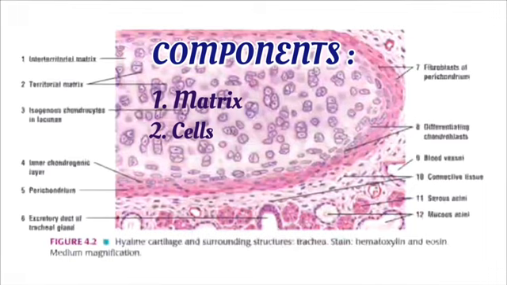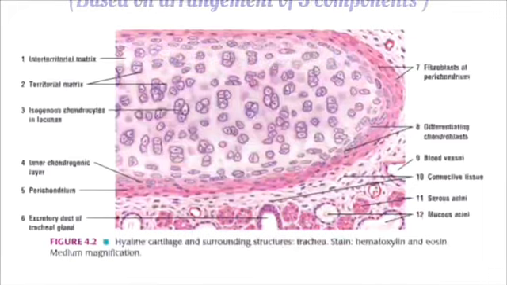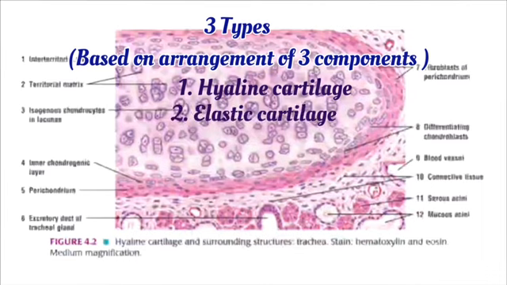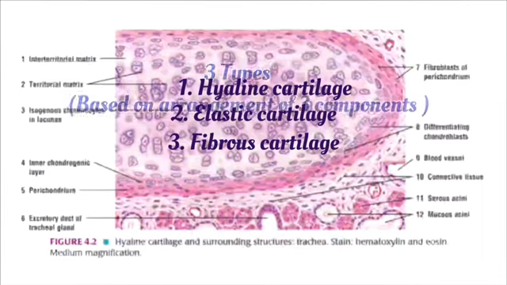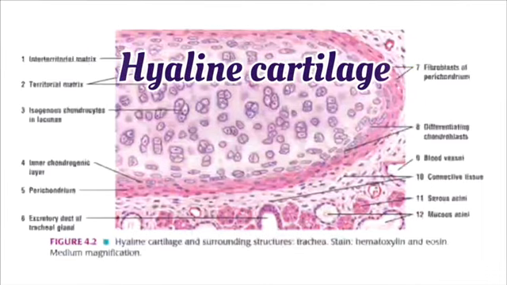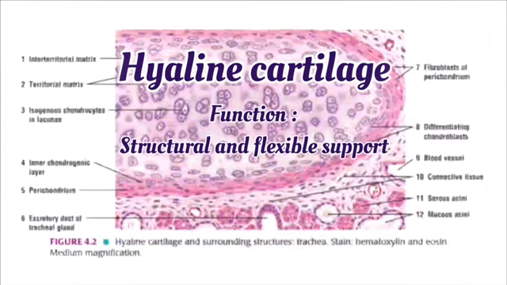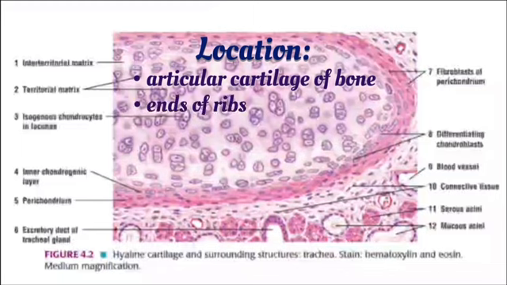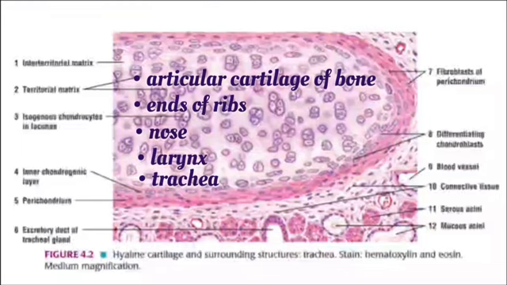cells and fibers. Based on different arrangement of these components, cartilage can be classified into three types: the hyaline, elastic and fibrous cartilage. Hyaline cartilage provides structural and flexible support. It is found in articular cartilage of bones, ends of ribs, nose, larynx, trachea and bronchi.